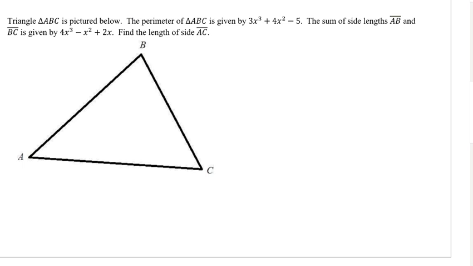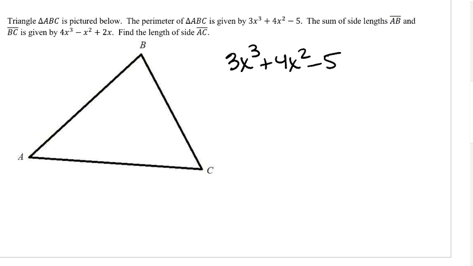Here we've got another question that I forgot to put on the quiz, but I really liked. It was the one where they give you 2 of the side lengths and the perimeter, and then they have you find the third side length, which basically uses subtracting polynomials. Okay, so the perimeter of ABC is given by 3x to the third plus 4x squared minus 5.